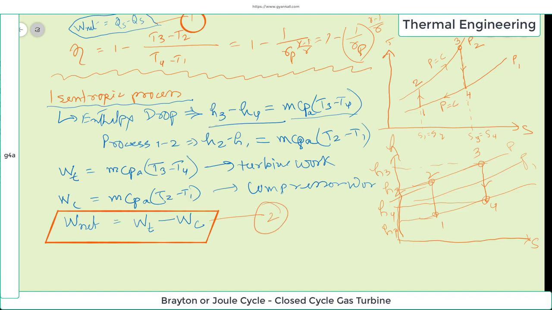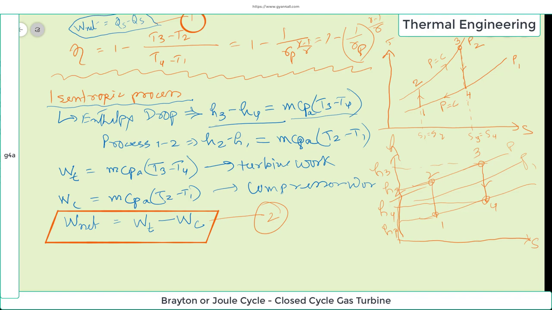Okay, this is W net. What is WT? Work done by the turbine. So now we know everything. Process 1, 2, we know, that means we can find out compressor work. Process 2, 3, we know, that means temperature we know, so we can find out the heat supply. Temperatures T3 and T4 we know, so we can find out the work done by the turbine. Temperatures T4 and T1 we know, so that way we can find out the heat rejected.